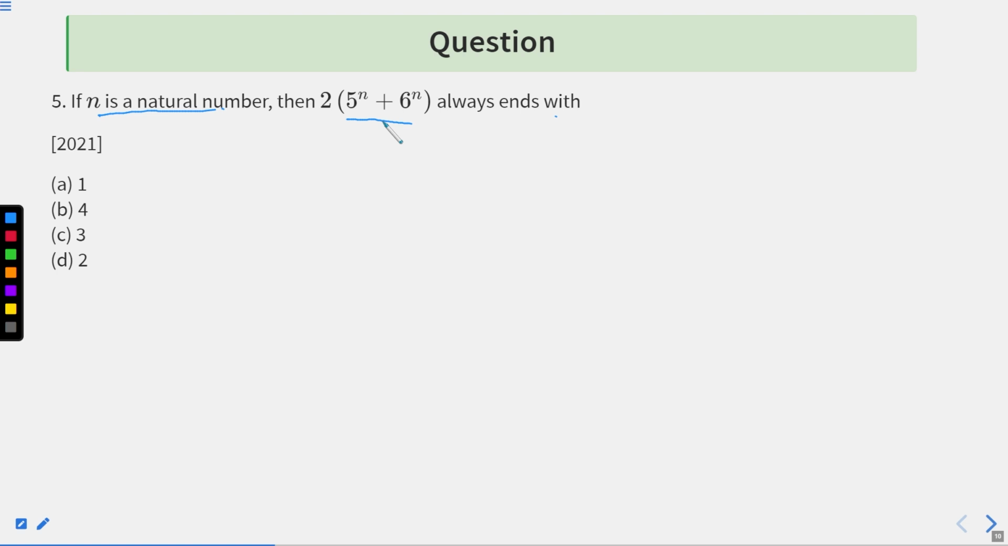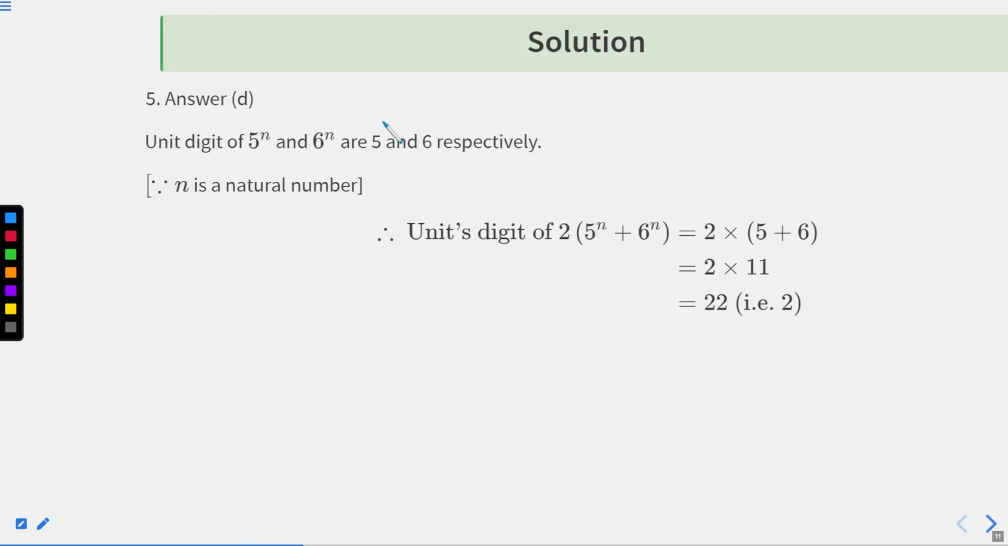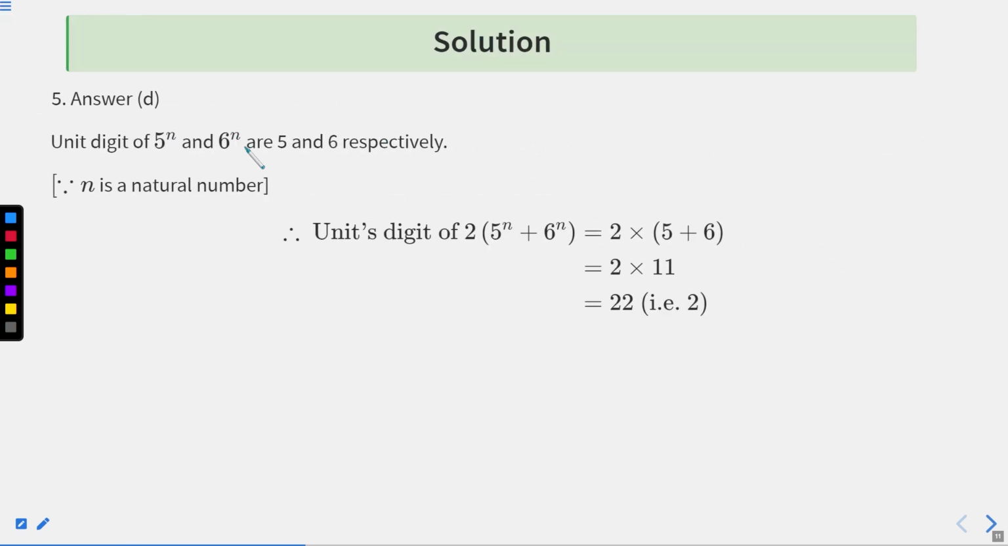Okay, and then 2 times 5 to the power n plus 6 to the power n will end with 2. So here, basically, 2 times 5 to the power n plus 6 to the power n will end with 2. Okay, so here you can see the solution. The unit digits of 5 to the power n and 6 to the power n are 5 and 6 respectively. That means 5 to the power n and 6 to the power n will end with 5 and 6 respectively.